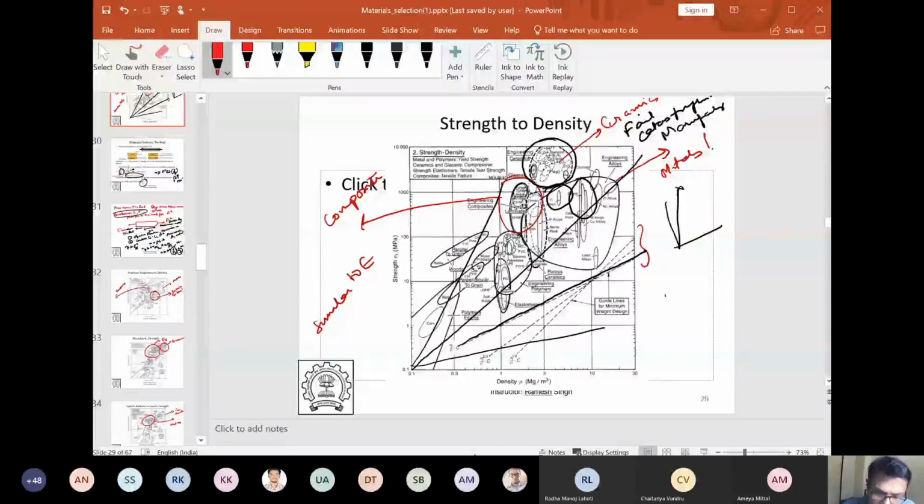Let me just go ahead and see what you guys have to say. Most left material. What does most left material mean? Read out the left material. What is that material? Just give me some examples. What will you choose for this condition where you have to maximize E over rho? What will be your material of choice?